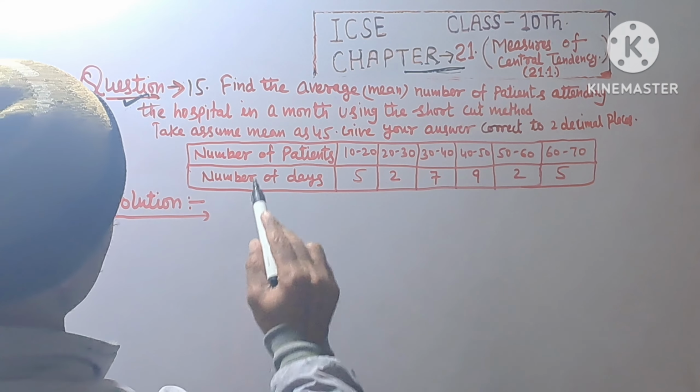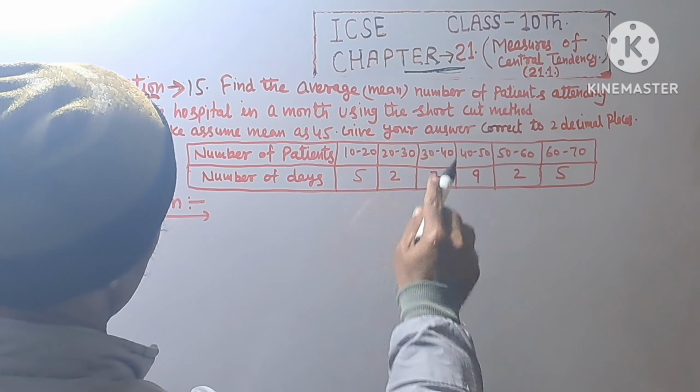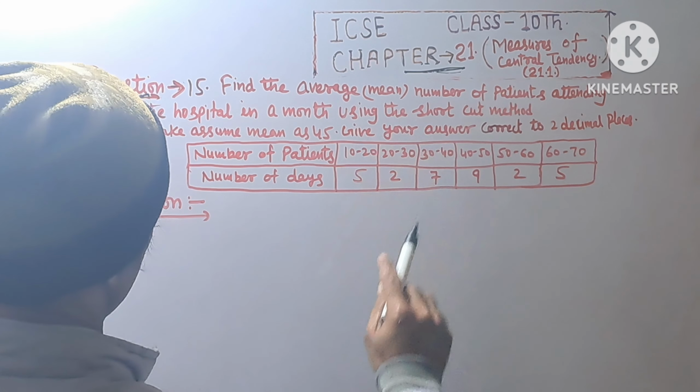Question number 15. Find the average mean number of the patients attending the hospital in a month using the shortcut method. Take assumed mean as 45. Give your answer correct to 2 decimal places.